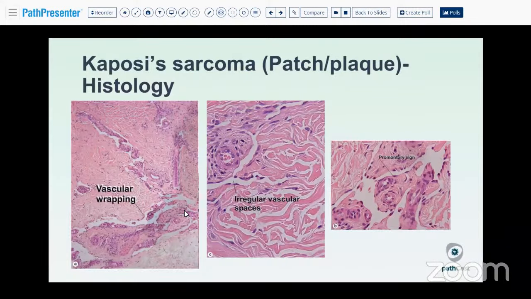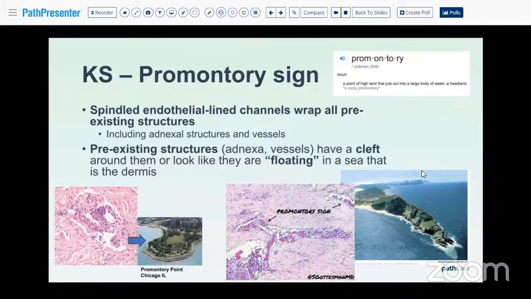The vascular wrapping here leads to the promontory sign. In Kaposi's, here we see a nice example of that vascular wrapping in patch-plaque stage: irregular vascular spaces wrapping around pre-existing structures and dissecting the collagen to form the promontory sign. A promontory is a high point of land that juts out into a large body of water. So what happens is endothelial-lined channels wrap all pre-existing structures, including adnexal structures and vessels. The pre-existing structures have a cleft around them or look like they're floating in a sea that is the dermis. So here's a nice example of the promontory sign.